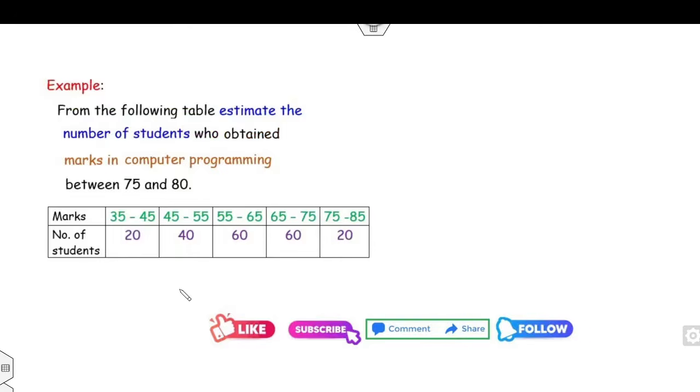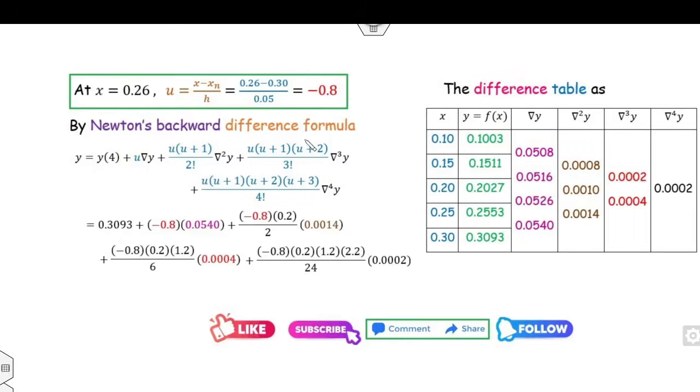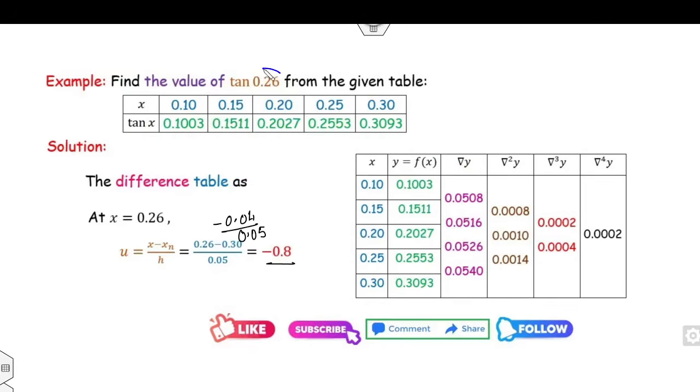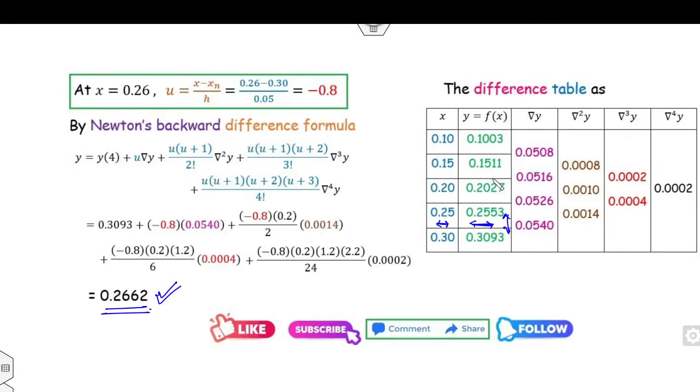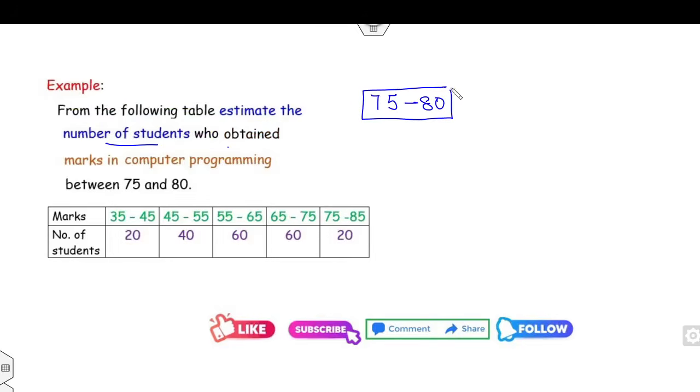Look at this another category. From the following table, estimate the number of the students who obtained the marks between 75 to 80. Remember students, in all these previous examples, our target is to find the values at a single point. All those examples we have discussed so far, we have to find the values at a single point. Now, in this case, we have to find the values in a range.